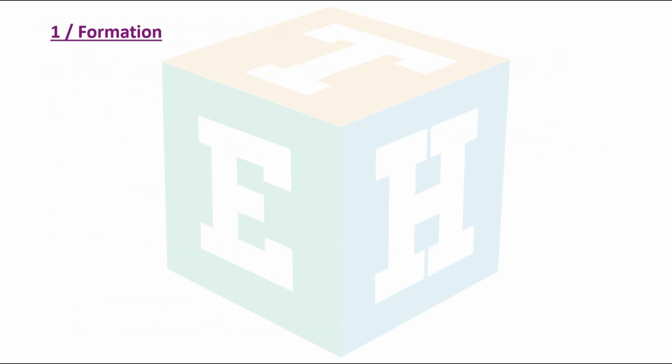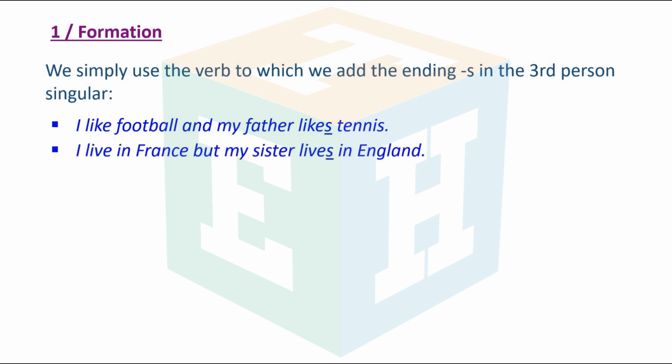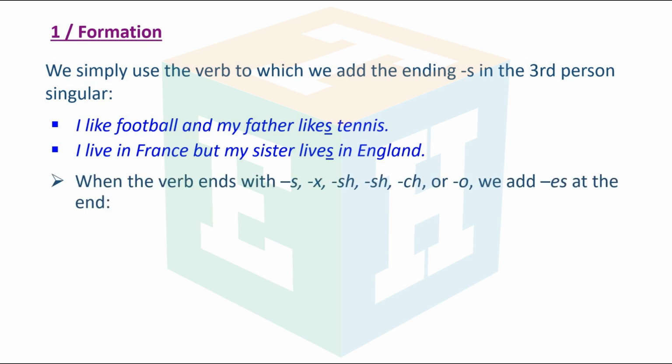Formation. We simply use the verb to which we add the ending s in the third person singular. I like football and my father likes tennis. I live in France but my sister lives in England.